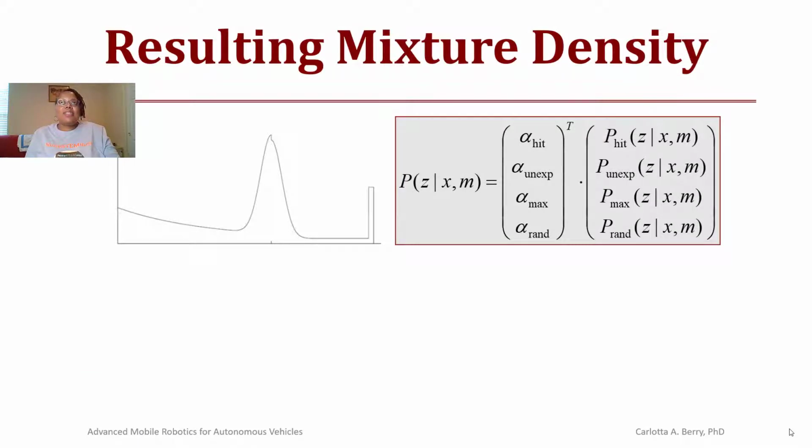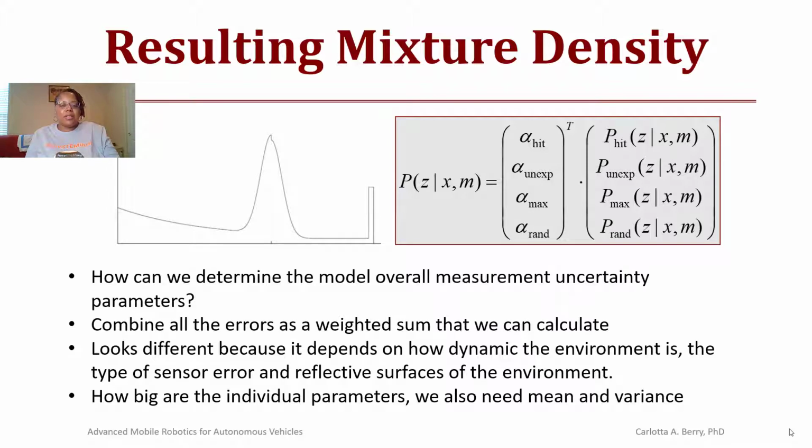So when we put all of these together, this is called our mixture probability density. And what you should see here is that we have the exponentially decaying part on the left, then we have the Gaussian distribution, then we have the uniform distribution, and then we have z max. And thinking about these as independent distributions, we then have a constant for each of them, and that's multiplied by each of their probabilities. So alpha hit, alpha unexpected, alpha max, alpha random, times the probability of a hit or unexpected or max or random. So this is how we determine our overall model for measurement uncertainty. And how do we get those parameters?